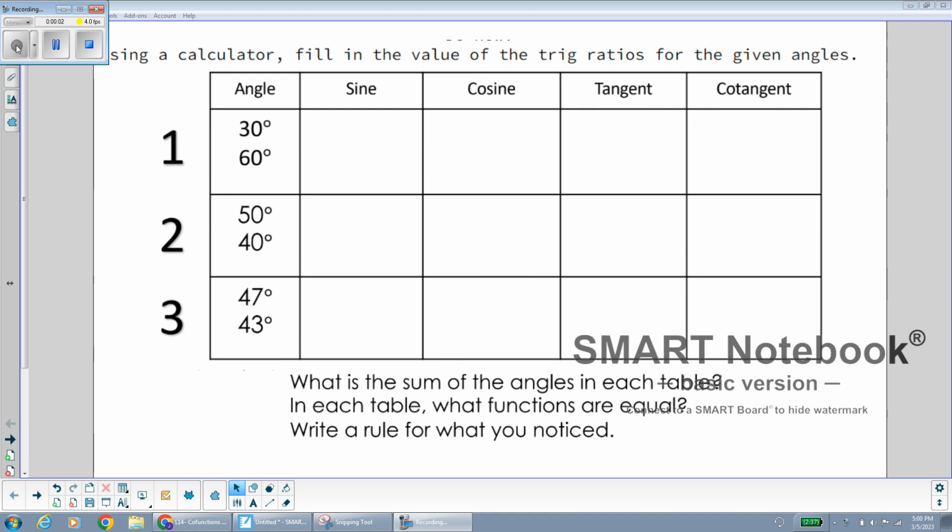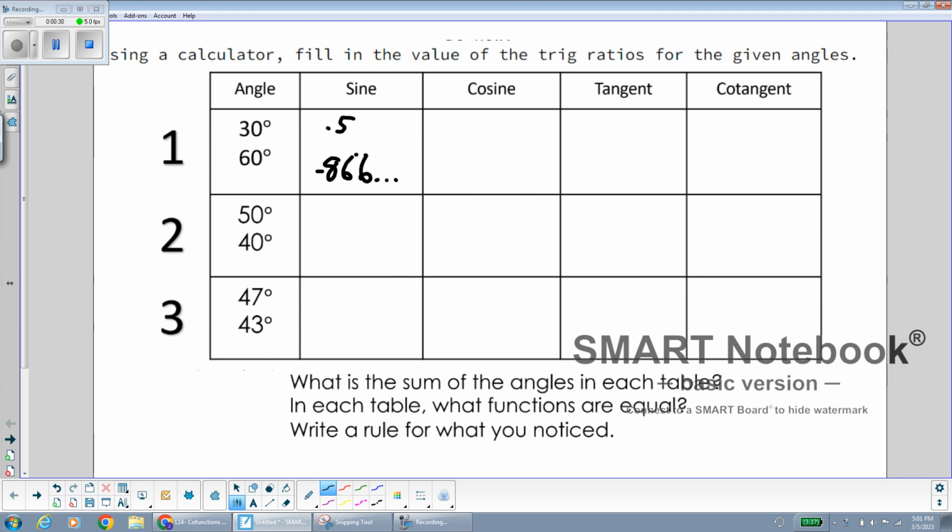Using a calculator, we're going to fill in the value of the trig ratios for the given angles. So in my calculator, I'm going to hit sine of 30 degrees and I get 0.5. I'm going to hit sine of 60 degrees and I get 0.866. And there's more decimal places, but I'm just going to write down the first three.